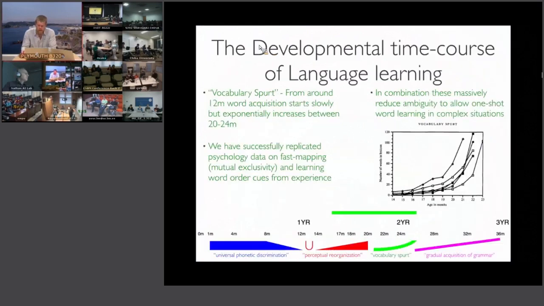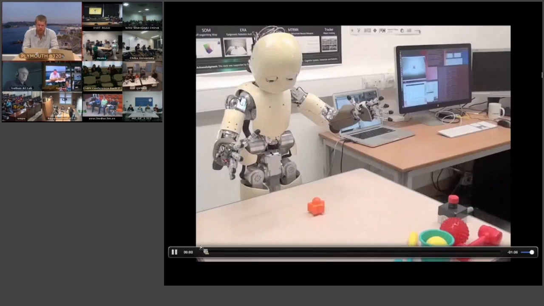So why have I suddenly jumped to talking about fast mapping? Well, the next stage is a vocabulary spurt. And we've replicated lots of psychology data on fast mapping, and I'll very briefly show you some of that shortly. And also on learning word order cues, and again, I'll talk about that shortly. But in combination, this massively reduces the ambiguity of a situation to allow one-shot word learning in relatively complex situations. So let's, if we can show the next video.